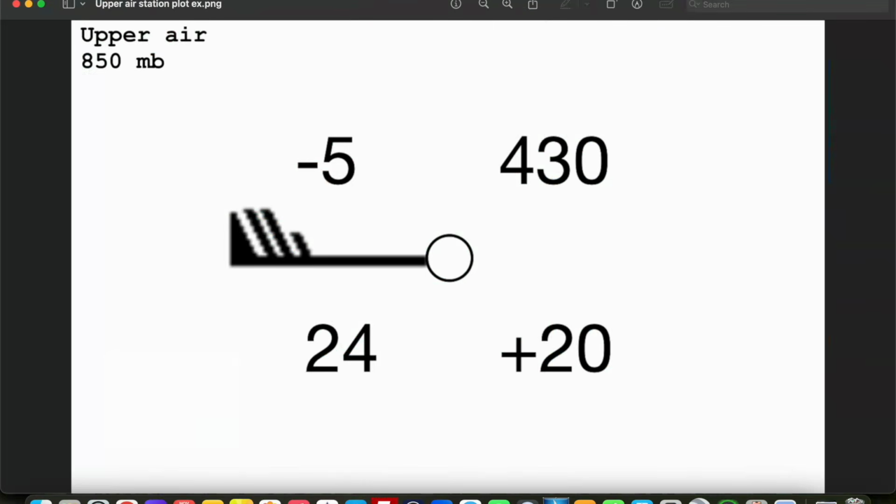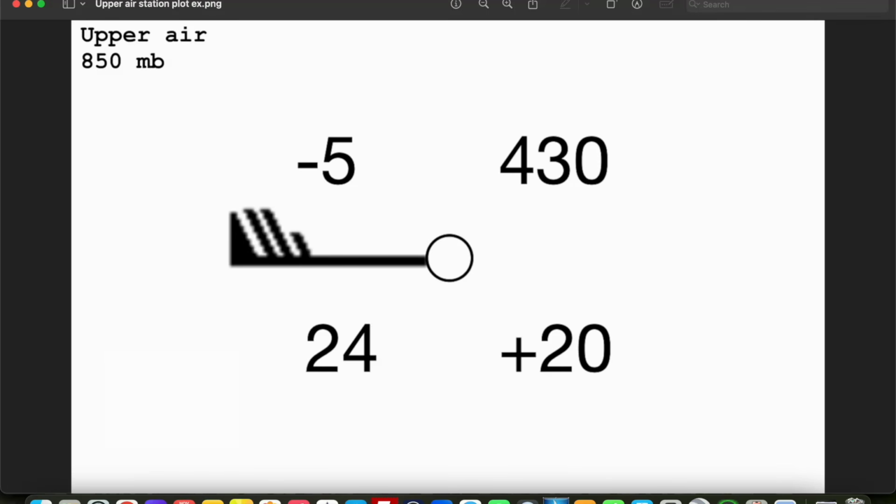Just like a surface map, upper air maps have station plots with important weather information on them. Upper air station plots are a lot less complicated than surface station plots can be, but there are some key differences that we need to know between surface station plots and upper air station plots.